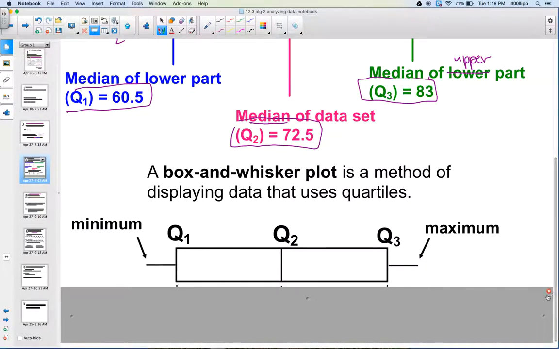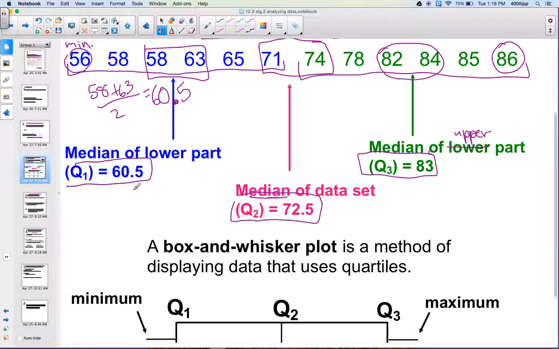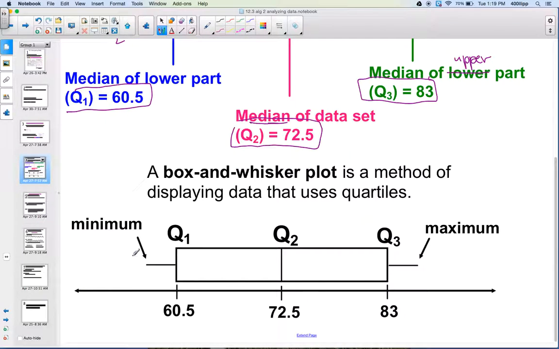Okay, so then when we actually go ahead and break it up, you'll say that the minimum we just said is 56. So the minimum is 56. Oh, there we go, 56. The maximum is 86. Quartile 1 is 60.5. Quartile 2 is 72.5. And quartile 3 is 83. So you do have to make sure that you put it on a number line and you make it accurate instead of just drawing the box and the whiskers. Draw it on a number line and make all of your tick marks for where all the numbers should be going.